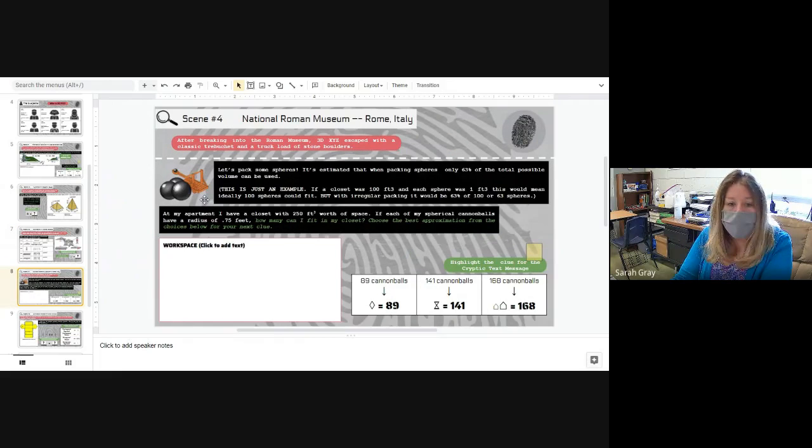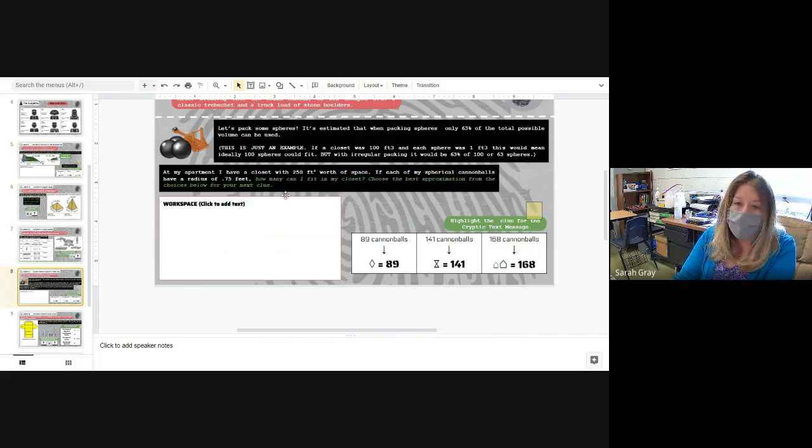For the cannonballs, this one was a fun one. You can't stack cannonballs so close together that you don't have any air gaps like you could stack boxes. So you can only pack that closet 63% of the way full. So after you figured out how much closet space you really could use, and you divide it by the volume of each cannonball, you can get 89 of them in that closet.